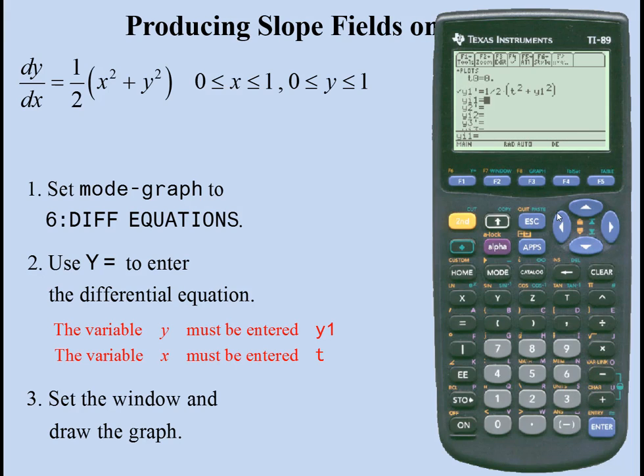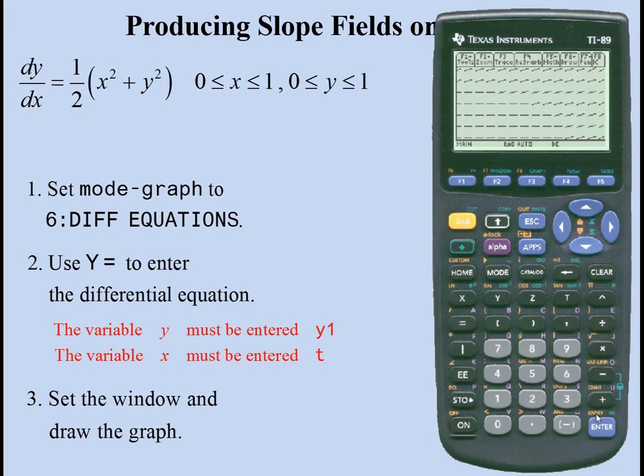We will go to the window setting and set our window so that the x's go 0 to 1 and the y's go 0 to 1, and then draw the graph. So there's the slope field on my TI-89.